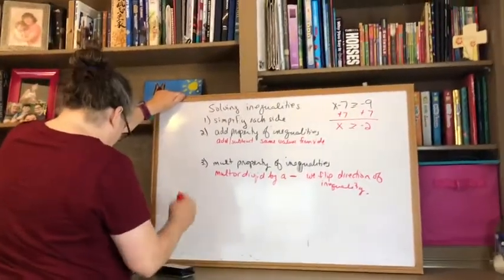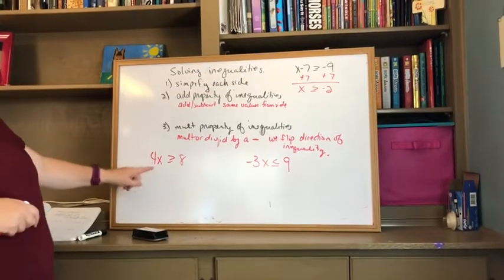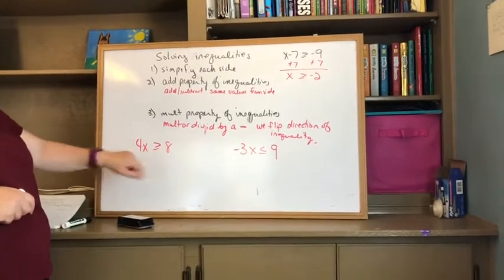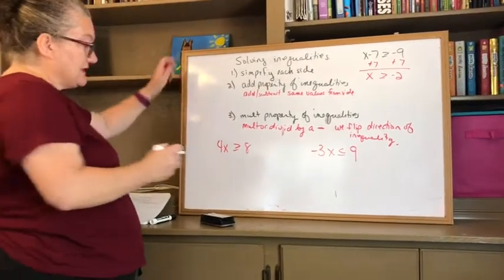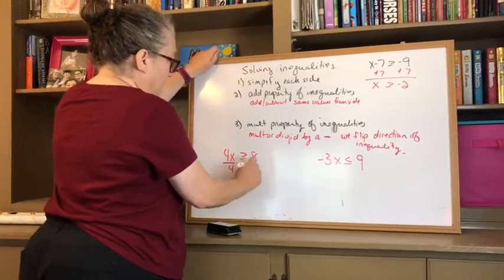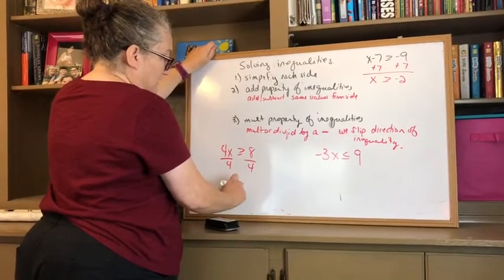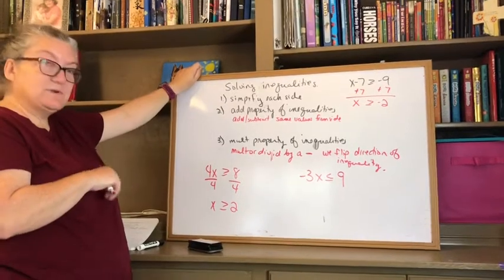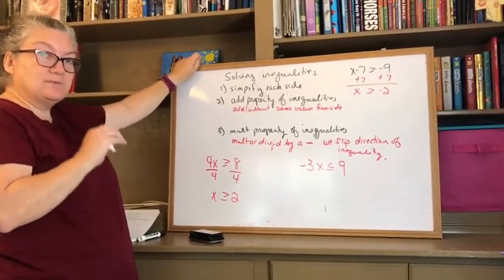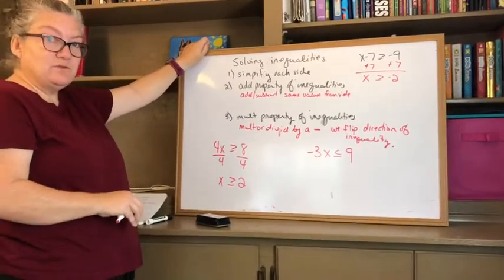So let's go back to those problems we had. Okay, we're back with these problems here. This is 4x is greater than or equal to 8, and we're going to solve for x. It's 4 times x, so we're going to divide by 4. x is greater than or equal to 2. I do not need to flip the direction here because we divided by a positive number. If you multiply or divide by a negative, it's the only time you flip the direction.